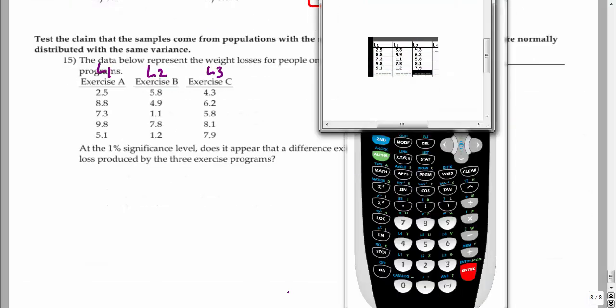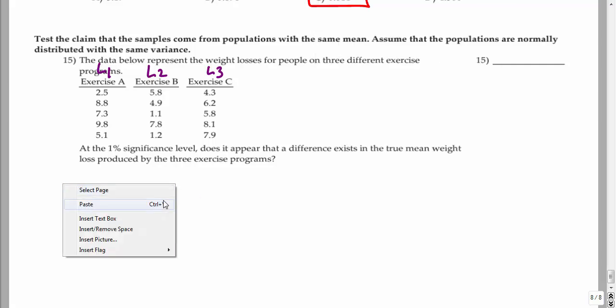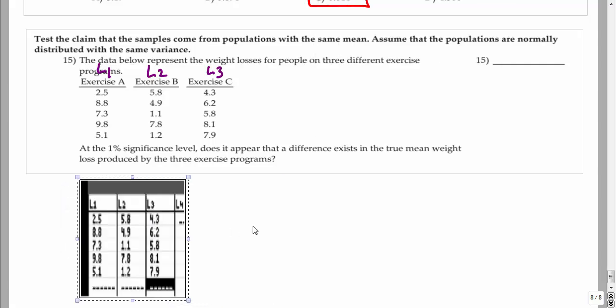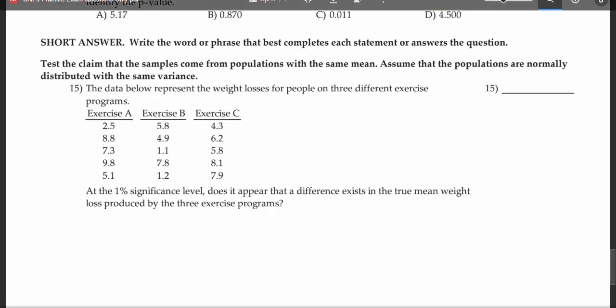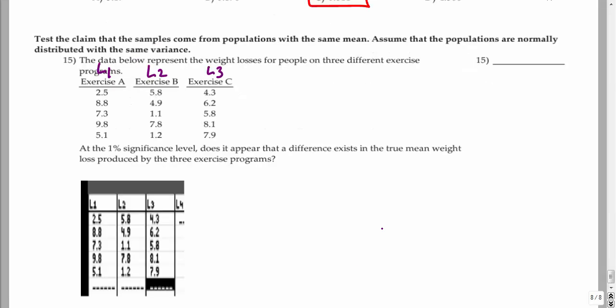So there's my data. And then once we get my data entered, what we're going to want to do is to go ahead and run the analysis of variance. So let's get our calculator back up here.